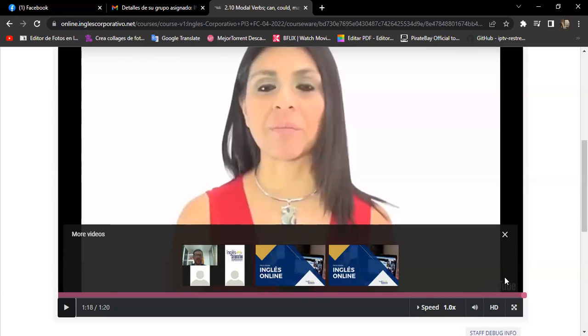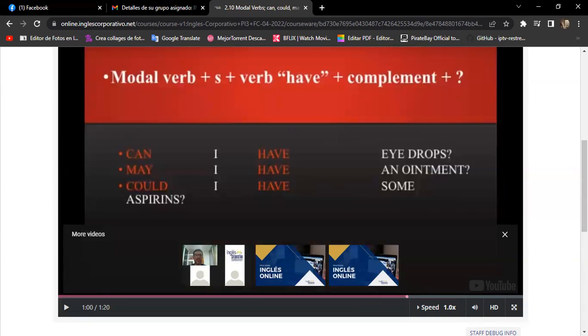¿Cómo se escribe la pregunta? Así como usted lo hizo, the question para preguntar. Can I call you? Do you see the screen? Yes, teacher. Ahí está. Can I? May I? Could I? The verb and the complement.